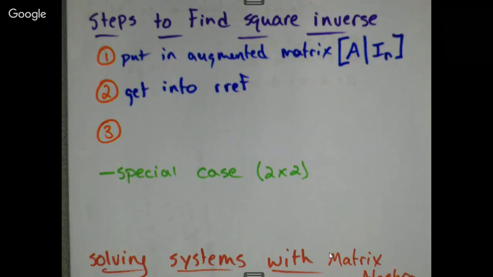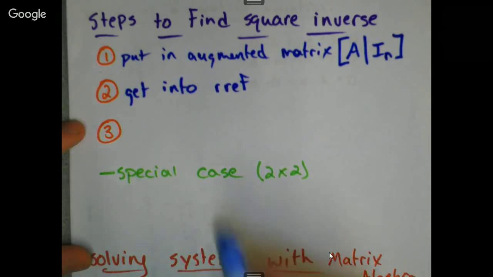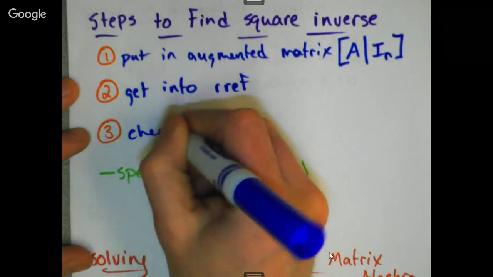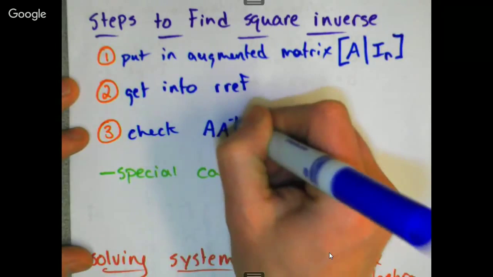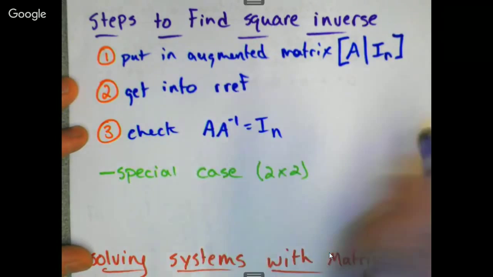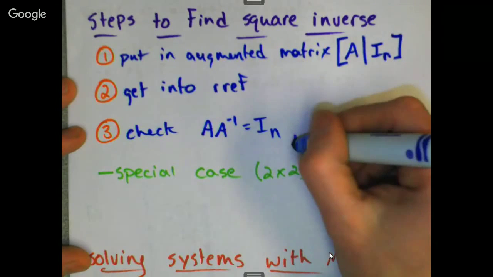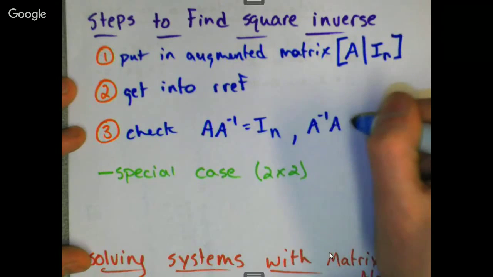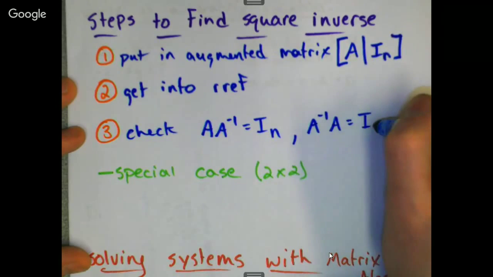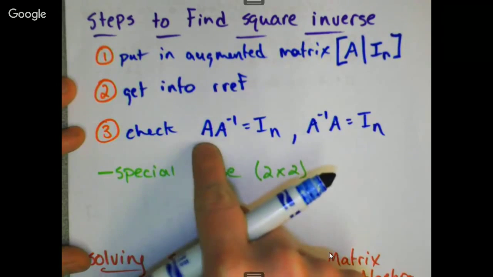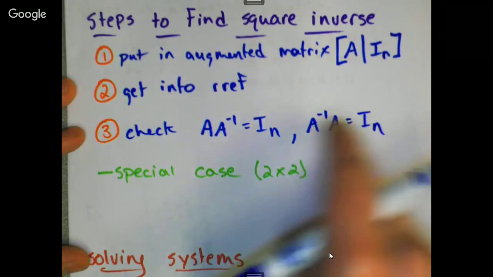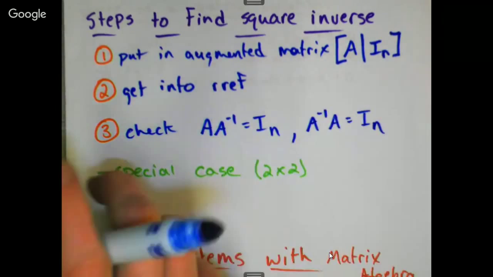Step three will be to check. If I multiply them, it doesn't matter the order. If I put the inverse first or the inverse second, you should get out the identity. Those are the three steps.